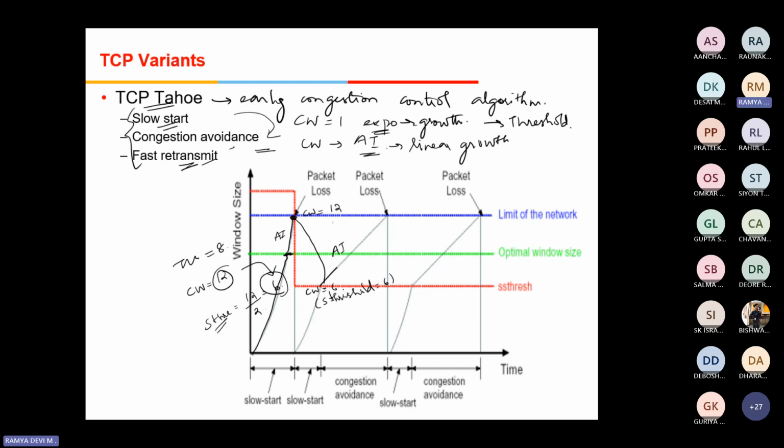So TCP Tahoe follows a repeated cycle: exponential growth during slow start, linear growth during congestion avoidance, and then a reduction once packet loss happens. But it will not enter into slow start again; it comes to additive increase. Fine. Any doubts?